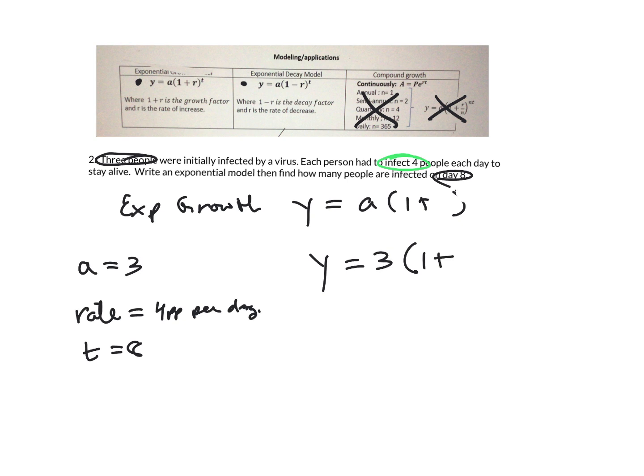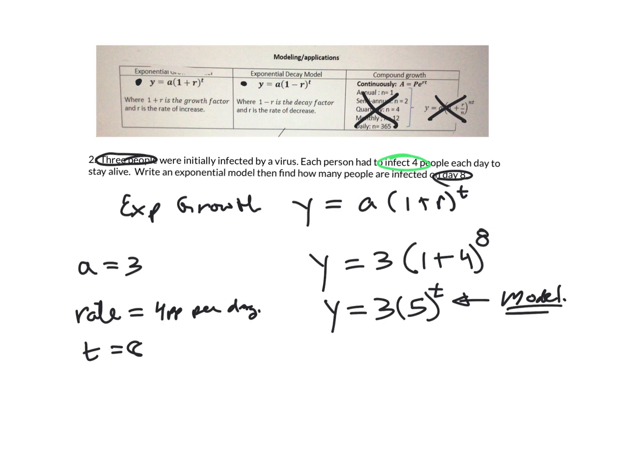Should probably clean this up a little bit. It looks a little sloppy. And the r was 4 people per day, and the time is 8. So that means our model, well, our model really is 3 times 5 to the t power, right? That's called your model.